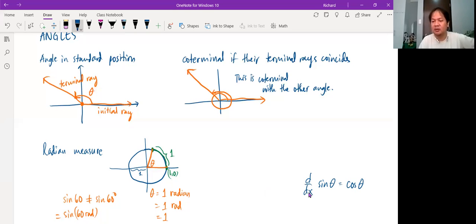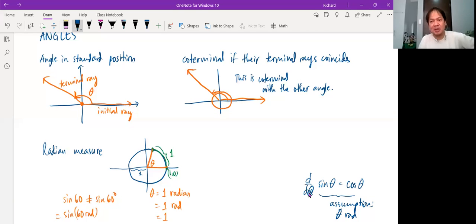Hold on. The derivative d theta. So the derivative of the sine function is the cosine function. Ang simple lang, di ba? The derivative of sine theta equals cosine theta. But the assumption here is that theta has to be in radian measure. Because if theta is in degree measure, pwedeng gumawa ng formula, but the formula will be slightly more complicated.